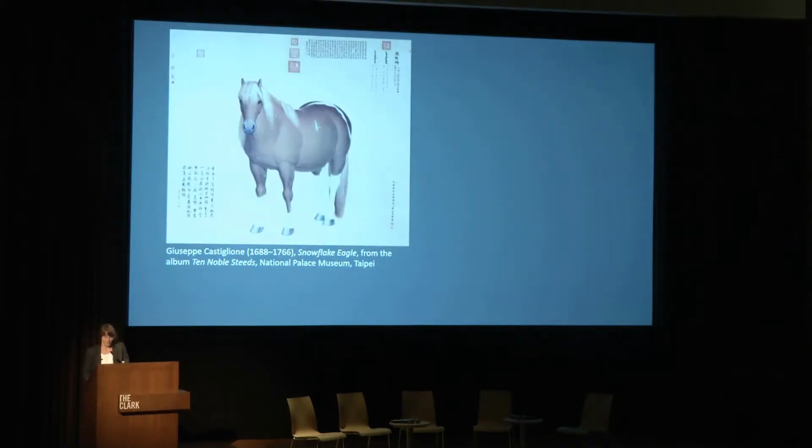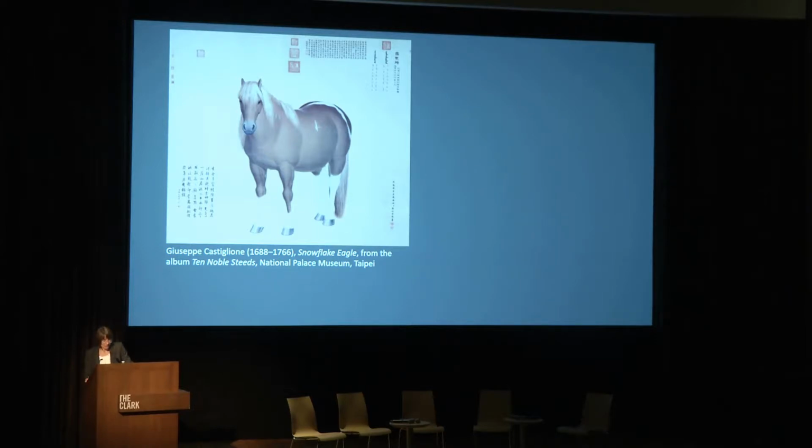And this is the work by Jesuit painters at the Qing court during the 18th century. And Giuseppe Castiglione was the most successful and best known of these painters. The Jesuit painters created a style that synthesized European techniques such as anatomical drawing and perspective with Chinese painting techniques.